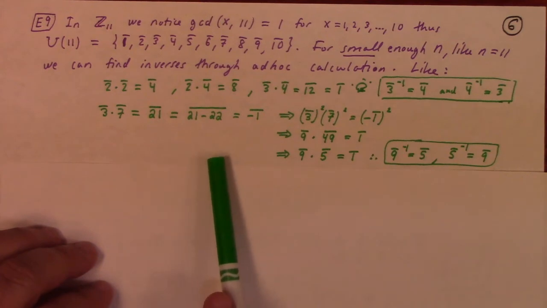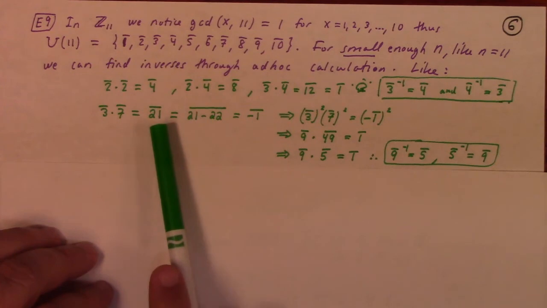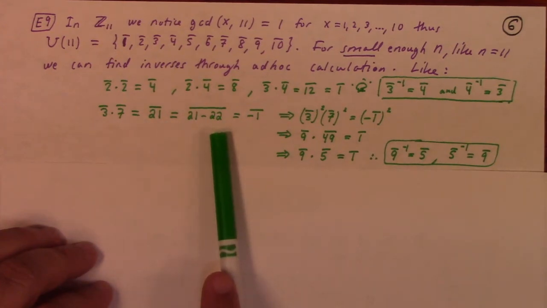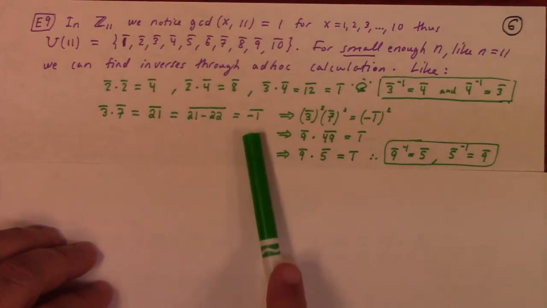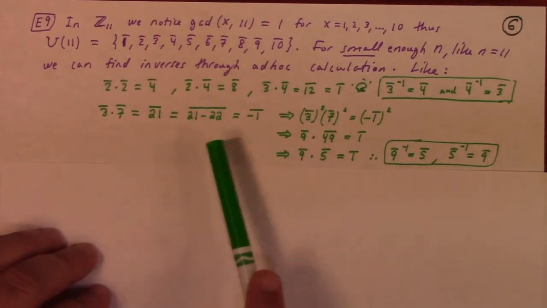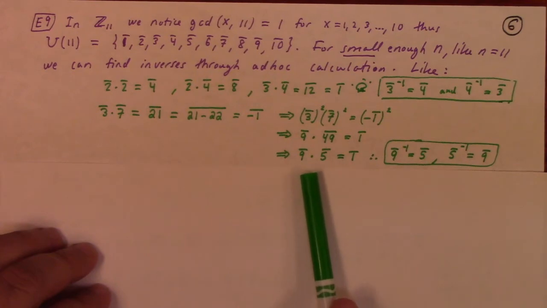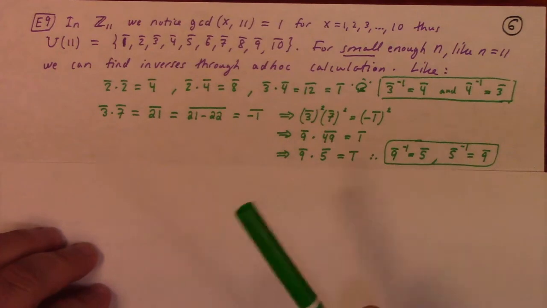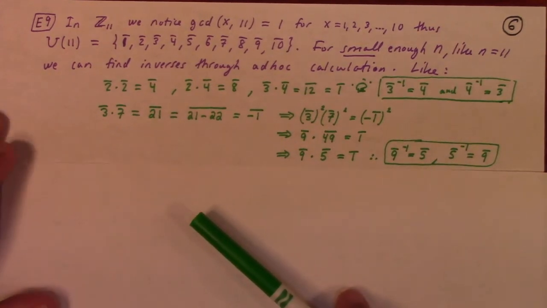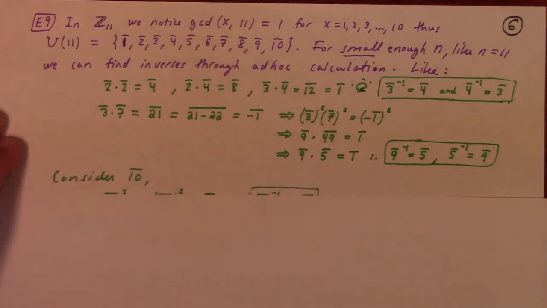Hooray. And then I'm like, 3 times 7 is 21. Hey, but 21 minus 22 is minus 1. So 3 times 7 is equal to minus 1. And so if I square this, then I get 9 times 49 is 1, because minus 1 squared is still 1. And hey, that gives me 9 times 5 is 1, which tells me 9 inverse is 5 and 5 inverse is 9. So if you find a product of things equal to minus 1, you can square it to find inverses. That's kind of a neat trick.